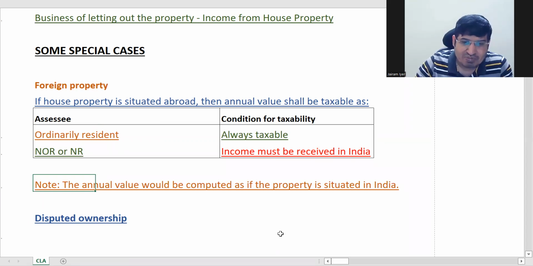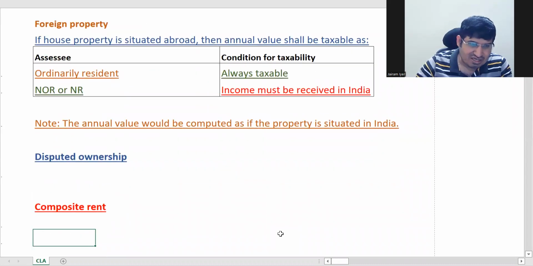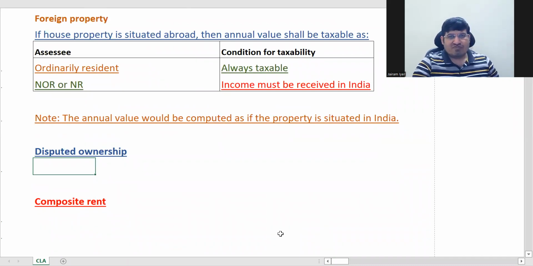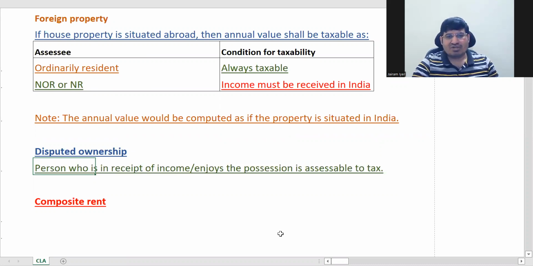What it means is, as if the property is situated in India, the rules of computation there will be different, correct? The way we compute and the way they compute differ. So we will compute on our rules only. That is what we are trying to say here. Next is disputed ownership. Property disputes are quite common. If there is disputed ownership, then whoever receives the rental income or whoever is enjoying the possession is liable to tax.